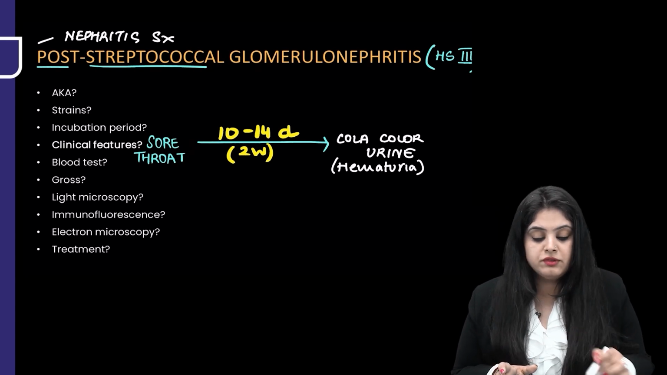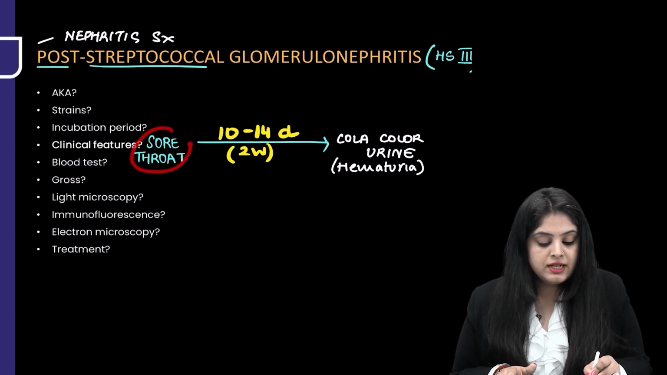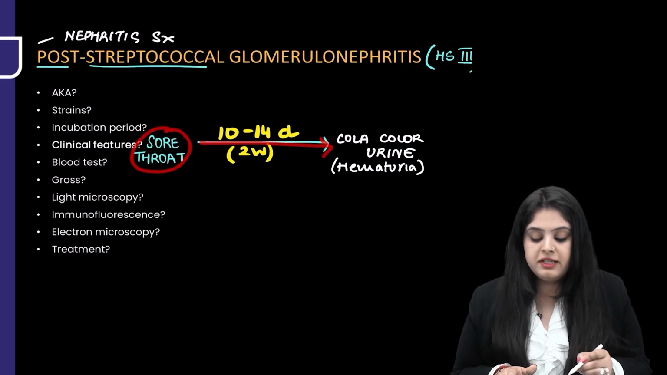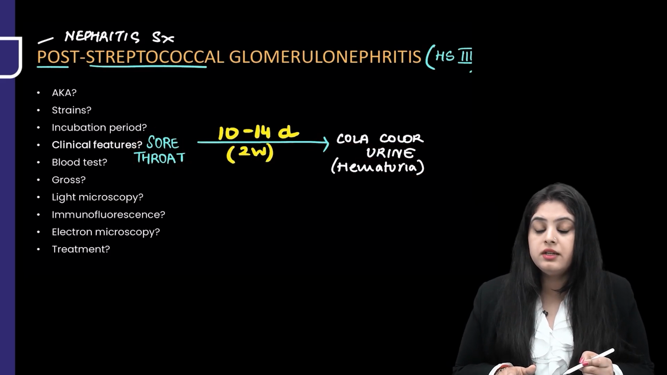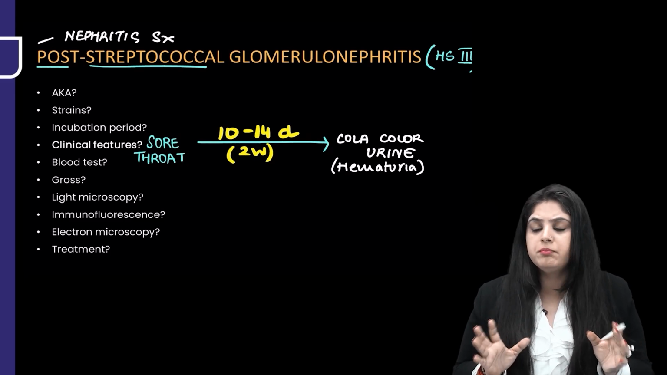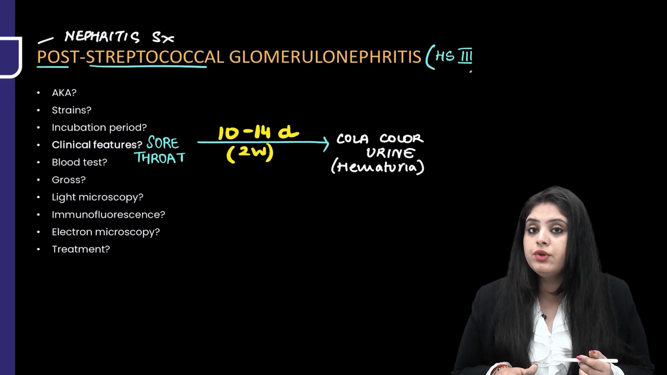So whenever they give you a history of a child, PSGN for pediatric, the child had sore throat, and 2 weeks later, the mother is saying that my child is passing blood in the urine, cola color urine, coffee color urine, these kind of brownish colors are used. You are dealing with PSGN. What are you going to do next?